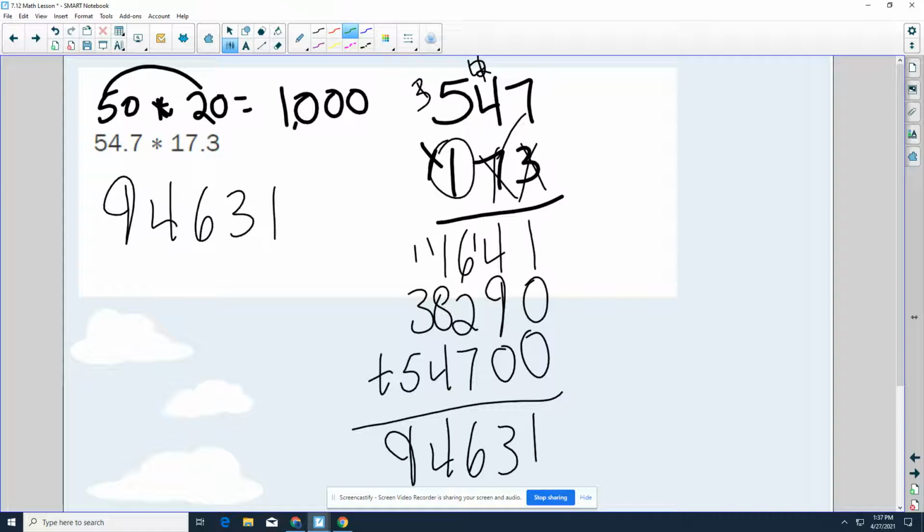And when I look at my estimate of 1,000 there, I can see that my answer should probably be 946 and 31 hundredths. So my decimal would go there. Another way I can check where to put my decimal in the end is see how many digits are to the right of the decimal. In that case, I can see there are 2. So if you need to, go ahead and pause the video and study that.